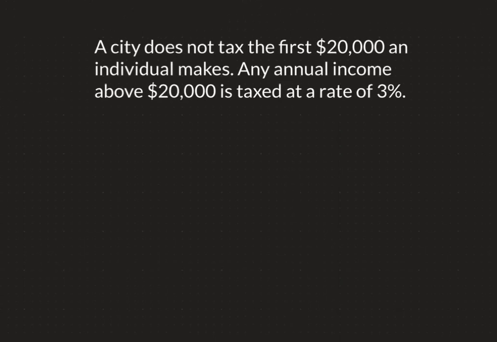A city does not tax the first $20,000 an individual makes. Any annual income above $20,000 is taxed at a rate of 3%. We can now write a function, T of S, the tax on the salary. But we have two different situations here, okay?